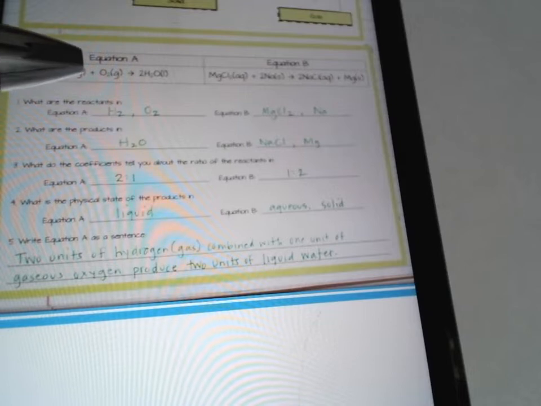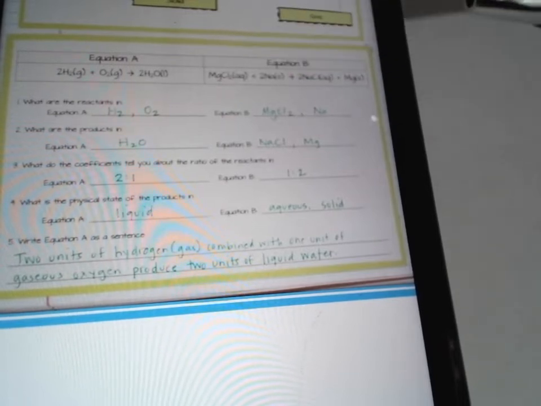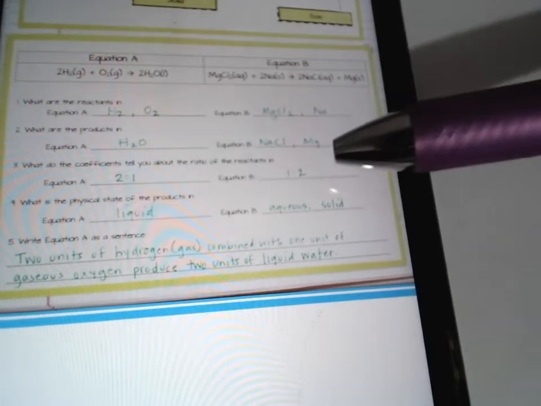When it says what do the coefficients tell you about the ratio, if you notice for equation A, you see 2 hydrogen for every 1 oxygen. Look at the coefficients for that. So it's a 2 to 1: 2 hydrogen for every 1 oxygen. You can see that here. Remember, there's 1 in front. The coefficient 1 is assumed, so 2 to 1. Over here, it's 1 to 2: 1 magnesium chloride for every 2 sodium. Okay, so that's why it says 2 to 1 or 1 to 2.